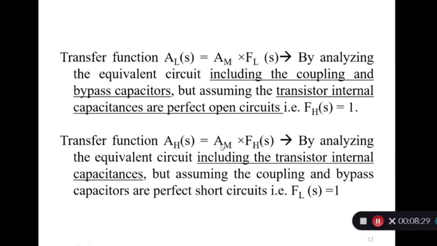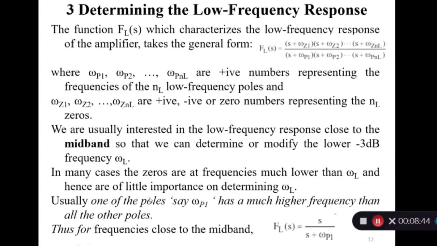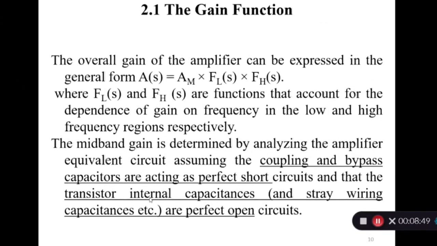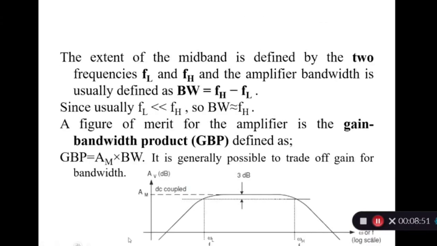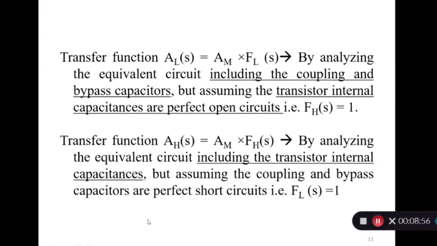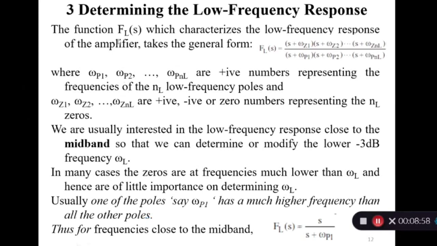is equal to AM times FH. You can do this analysis by including the transistor internal capacitances, but assuming the coupling and bypass capacitors are perfect short circuits. So I am going to do the analysis for the low frequency response in today's lecture. Means I am going to calculate this section in detail: determining the low frequency response of the amplifier circuit.